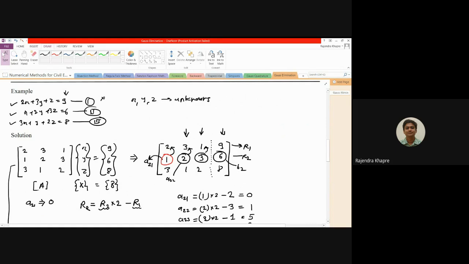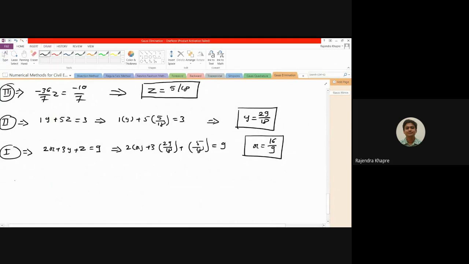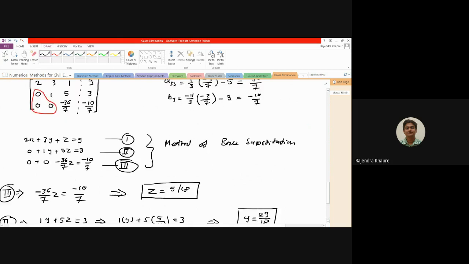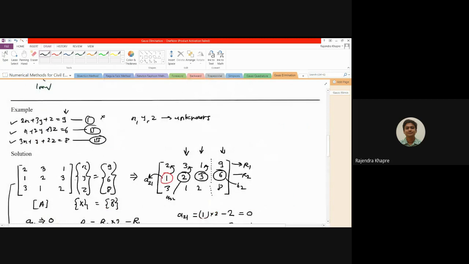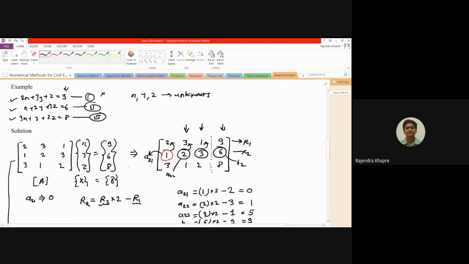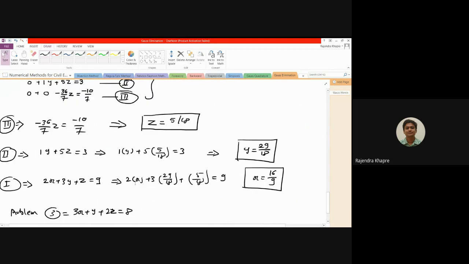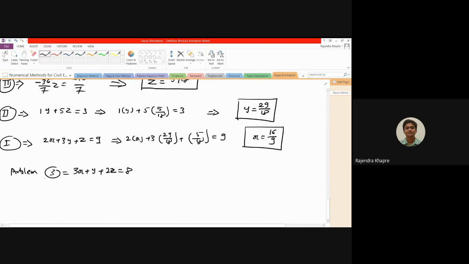So let us try to verify this value using expression number 3, which is 3x plus y plus 2z equals 8. So let me write down that expression. So the earlier equation, that is in the problem, equation 3, क्या था ये? 3x plus y plus 2z equals 8. So if you substitute the values of x, y and z, which you have just now calculated in the given equation, you should get the correct answer.